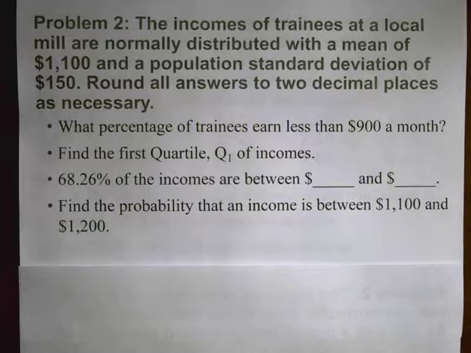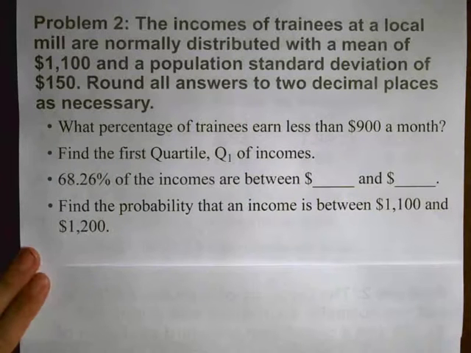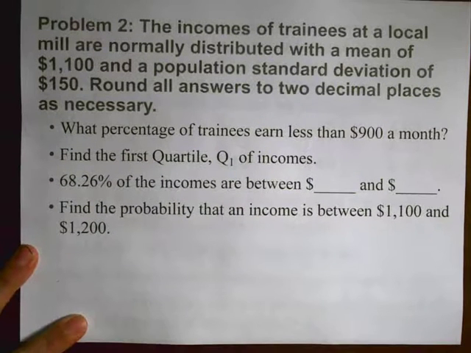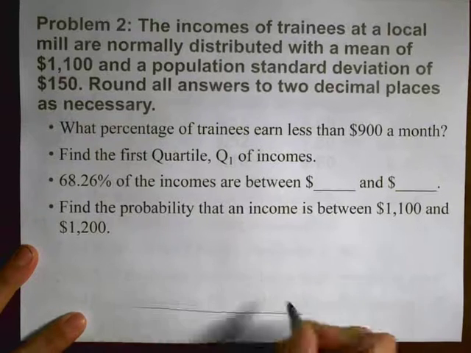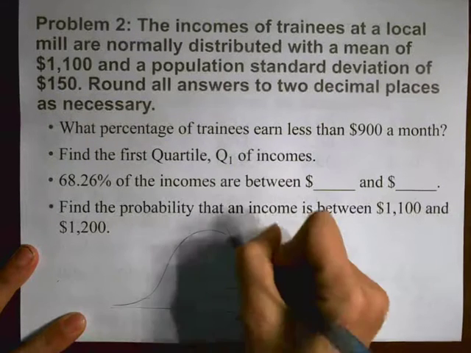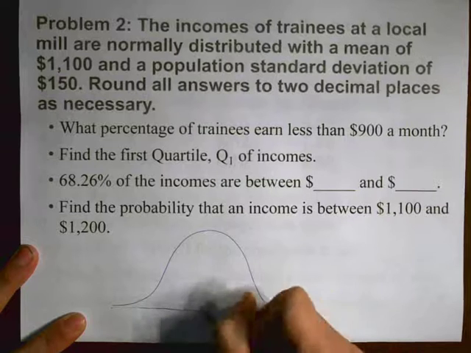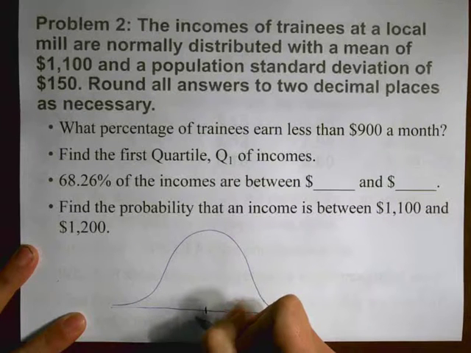Just to remind you where we stopped in class, we had income normally distributed with a mean of $1,100 and a standard deviation of 150. So the distribution of incomes at this company is normally distributed, so it looks like a bell curve with a mean of about $1,100.